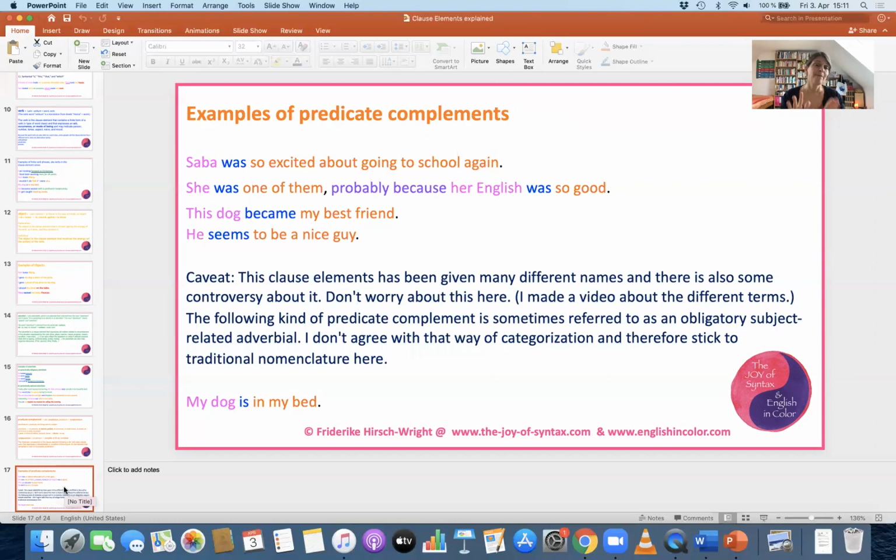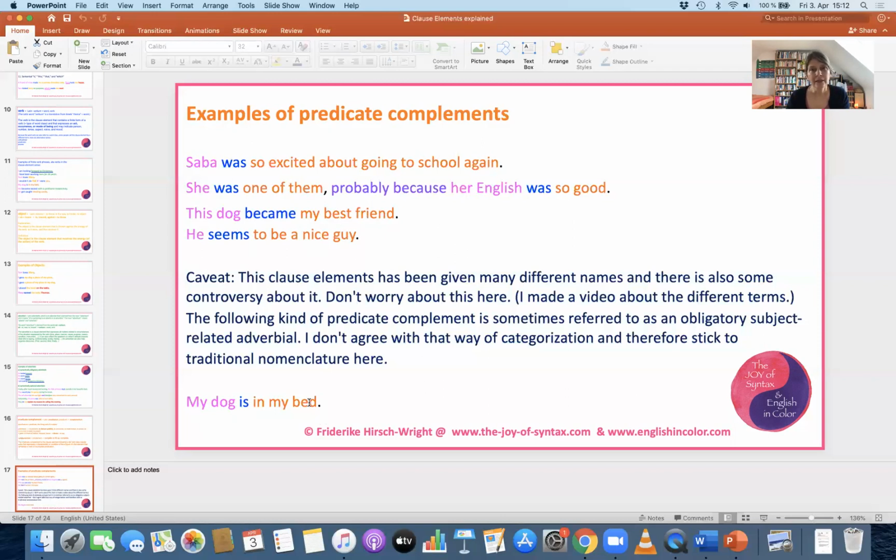Now, caveat, this is a hotly debated clause element. There are so many different names for it, and then there is also a vital disagreement. Look at these. We have here an adjective phrase, here a pronoun, here a phrase, here a noun phrase, and here an infinitive phrase, all functioning as predicate complement. And these all say something about the nature of the subjects. Now, in this sentence, my dog is in my bed. In my bed is a prepositional phrase denoting location.